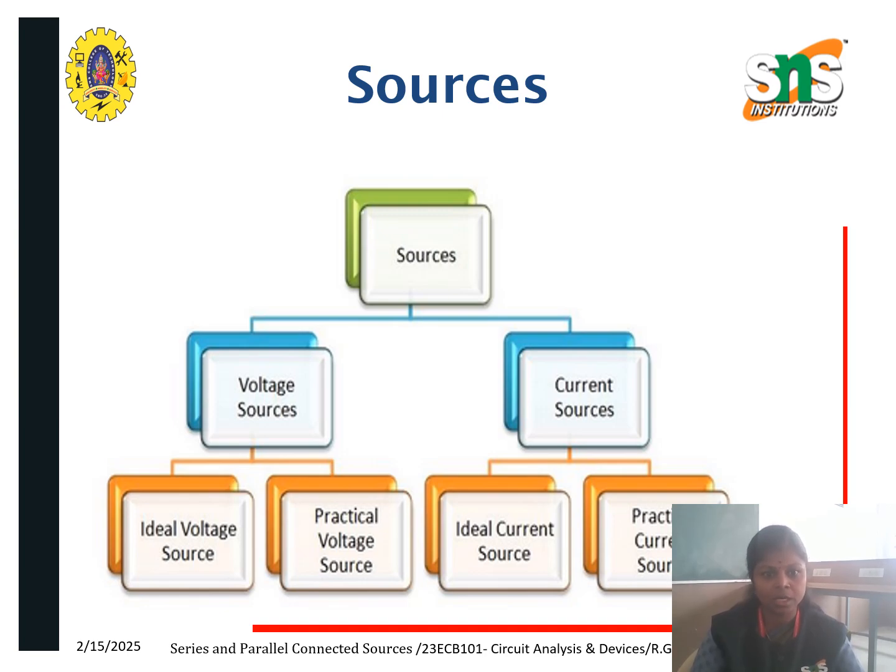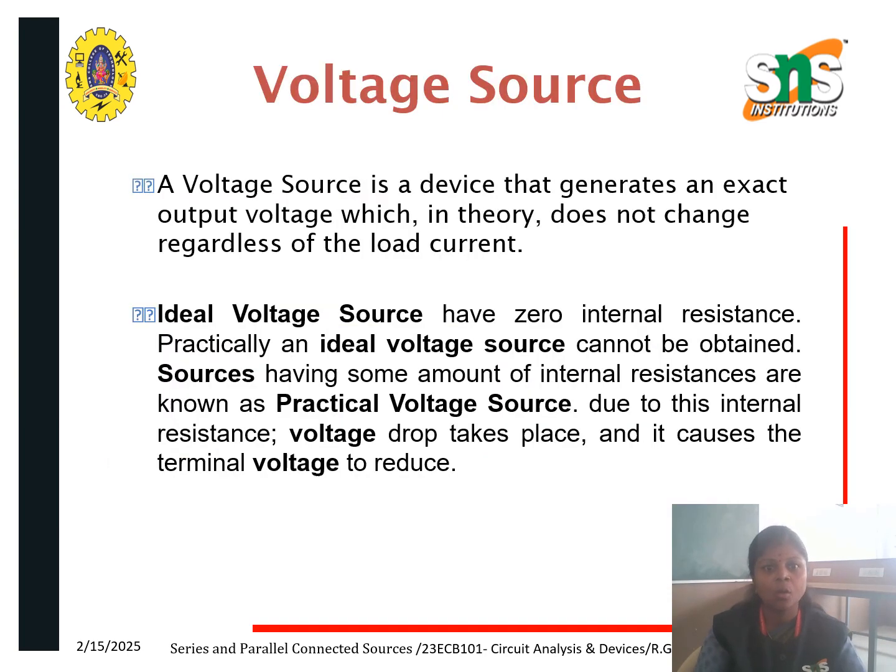Voltage source is classified into ideal voltage source and practical voltage source. Current source is classified into ideal current source and practical current source. A voltage source is a device that generates an exact output voltage which in theory does not change regardless of load current. The ideal voltage source has zero internal resistance.